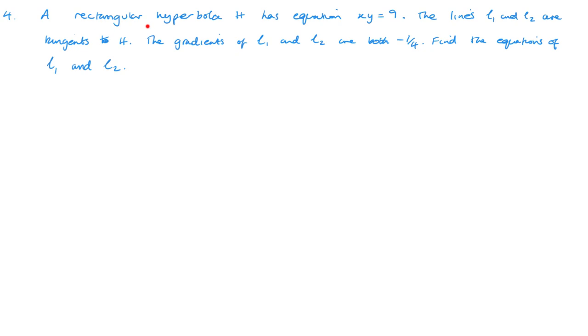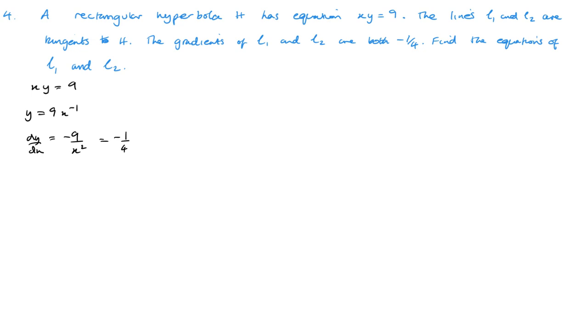Now this one we have a rectangular hyperbola with equation xy equals 9. Lines L1, L2 are tangents and both have a gradient of minus a quarter. We have to find their equations. So xy equals 9. Let's actually move this over. So y equals 9x to the minus 1. dy by dx equals minus 9 over x squared. And then this equals minus a quarter.